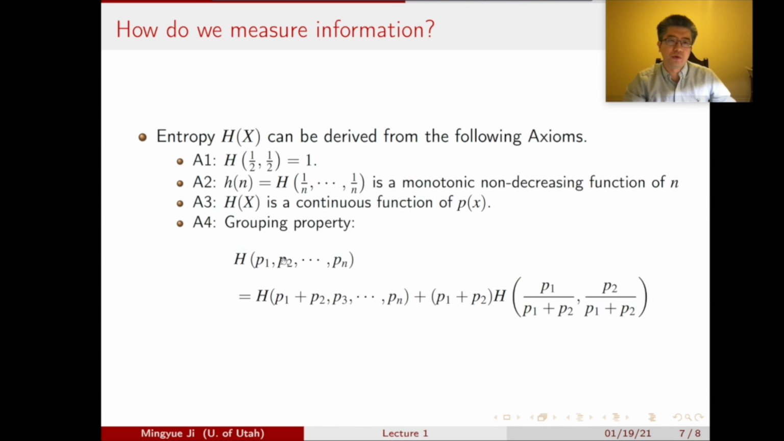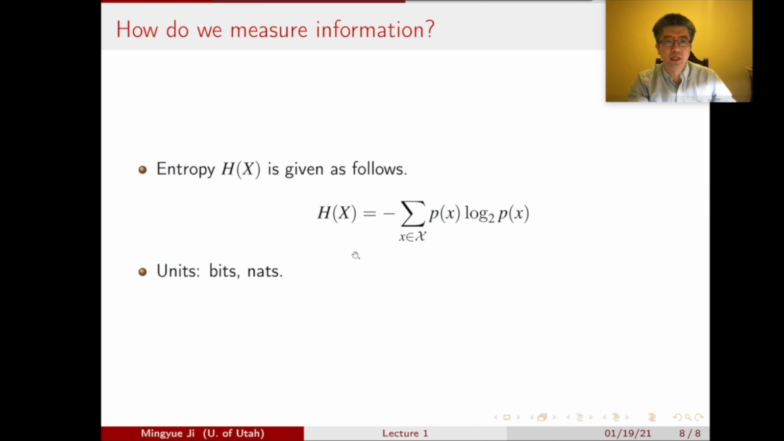Based on those four axioms, we can actually show the entropy is defined by this formula, and that is the only possibility for the definition of entropy. We can show other forms are not possible. This is the only possibility.